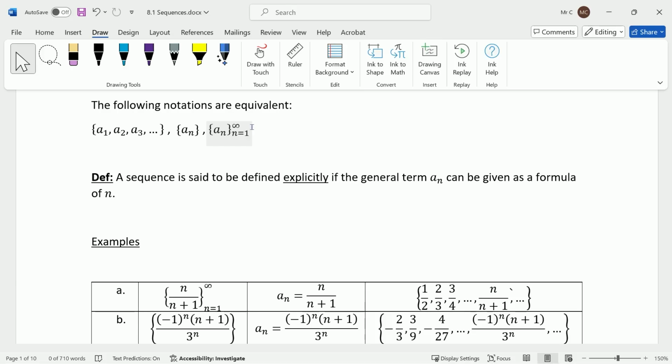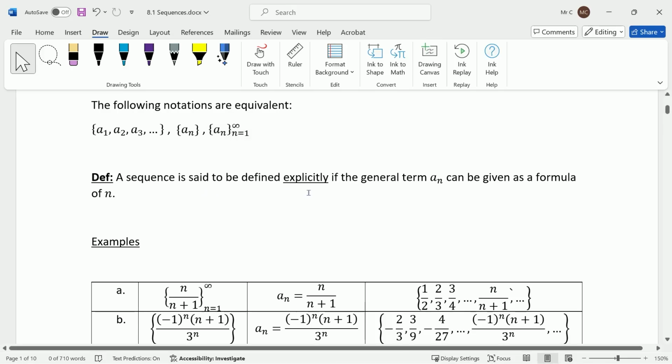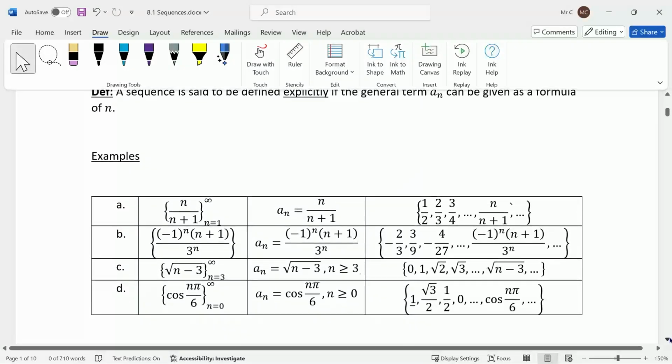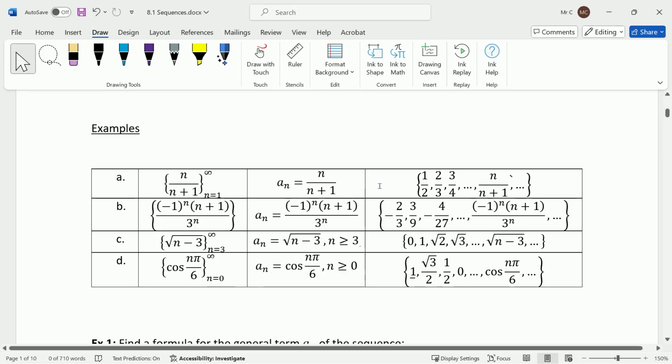Okay, so another quick definition. A sequence is said to be defined explicitly if the general term a sub n can be given as a formula of n. So let's look at some examples of explicit sequences. I've written these a couple different ways. So we've got bracket n over n plus 1 from n equals 1 to infinity. So we can write our formula a sub n equals n over n plus 1, or we can list out the terms. How do I get these terms? I just plug in the numbers. When n is 1, what do I get? 1 over 1 plus 1, that's 1/2. When n is 2, I get 2 over 2 plus 1, that's 2/3, and so forth and so on.